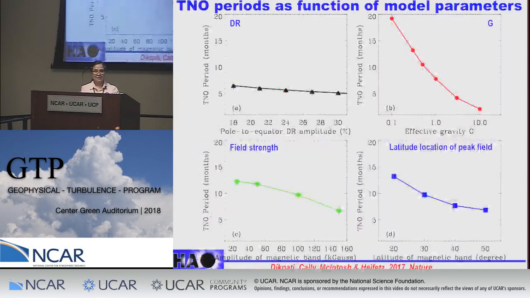And I hope somebody will tell me which one is not consistent with the observation. Maybe Temuri can tell which one is consistent with observation and which is not. As a function of field strength, it is consistent, right? You have the observational estimate. Yeah, field strength. So if field strength increases, then the period decreases. So this is the consistent one. And as a function of latitude migration, this is the one inconsistent with the observation.